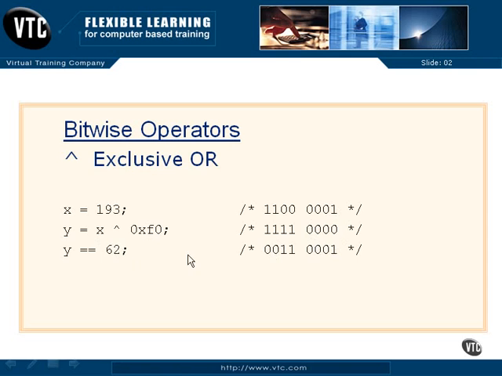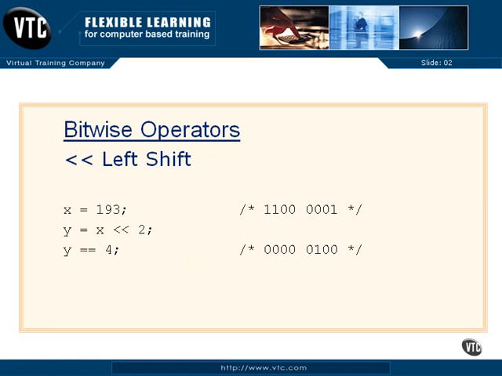Here's our bitwise operator's left shift. And what this does is cause our value to be shifted to the left as far as the bits go. In the binary format, shifted a number of bits to the left. So here we have our X is 193. There's our value. And our new value will be equal to X left shifted by 2 bits. So we're going to take the whole thing and run it to the left 2 bits.